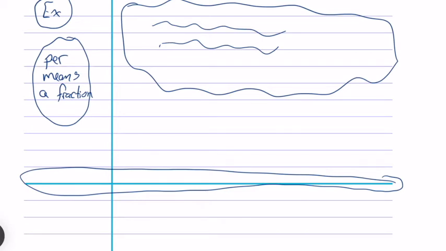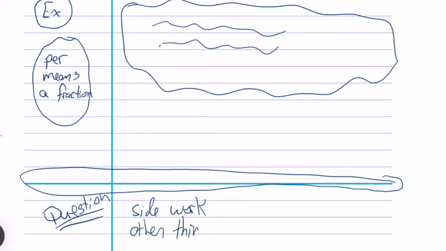Should be enough space. Down here, you should write questions that you might want to ask me in one of our meetings. That way you can quickly find your questions and then be able to ask me instead of trying to remember them as you go. Other things that can go down here is side work. Other things that I say that I don't write down.